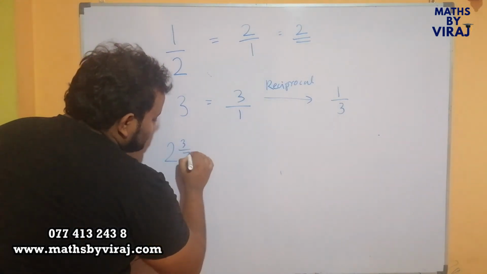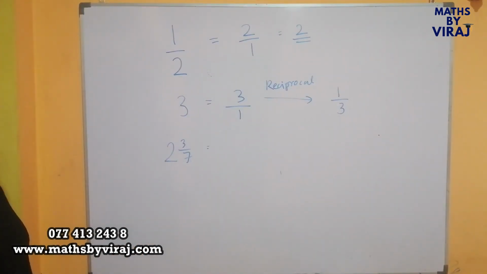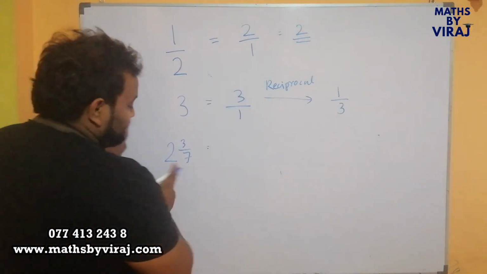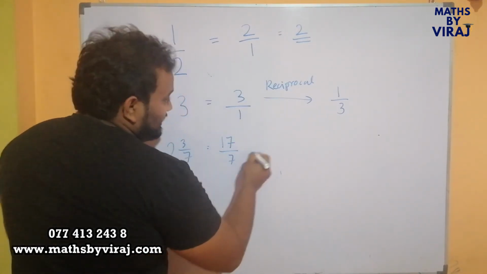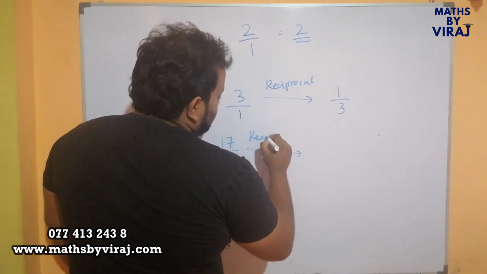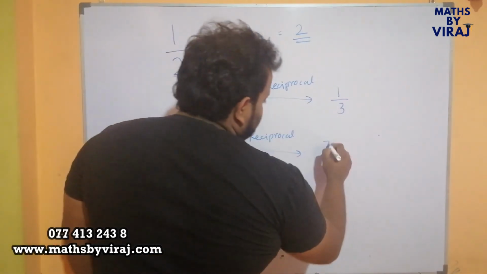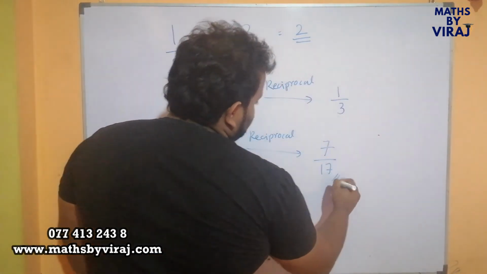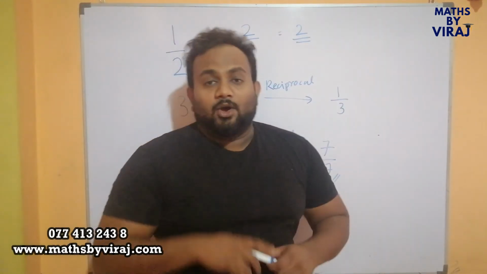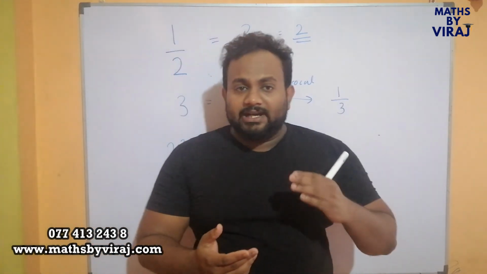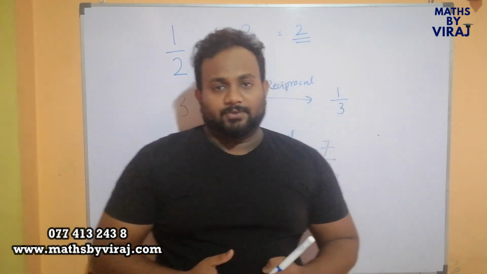2 and 3 over 7. Now this mixed fraction should be converted into an improper fraction first. 7 into 2, 14, 14 and 3, 17 over 7. Therefore, the reciprocal of 17 over 7 will be 7 over 17. Very simple. In reciprocals, what you should understand is that always the numerator and the denominator interchange, as if the fraction is turned upside down.